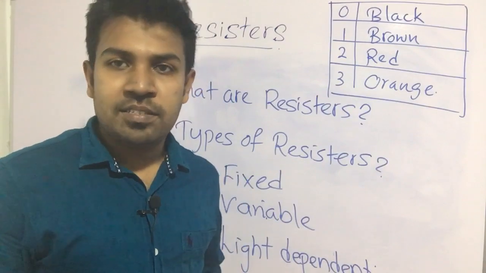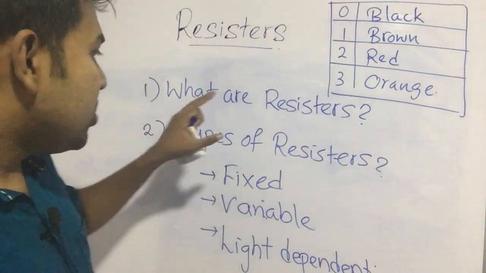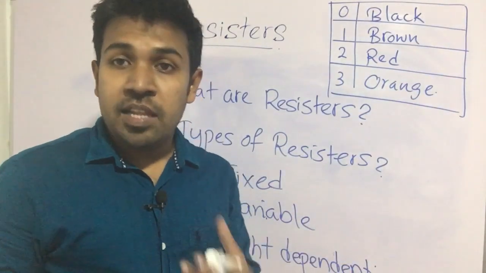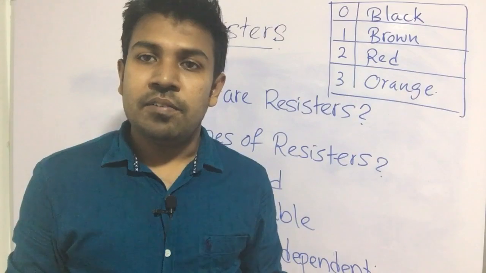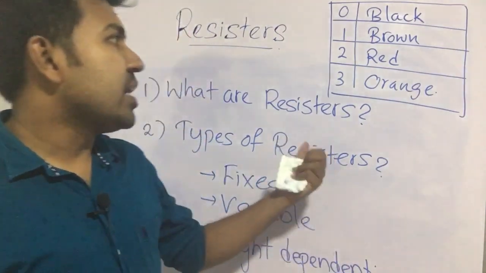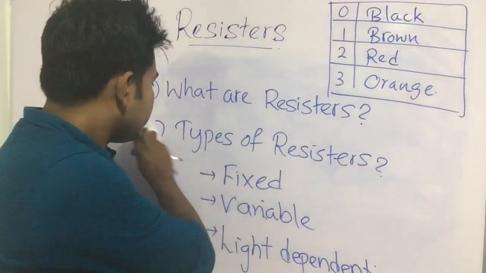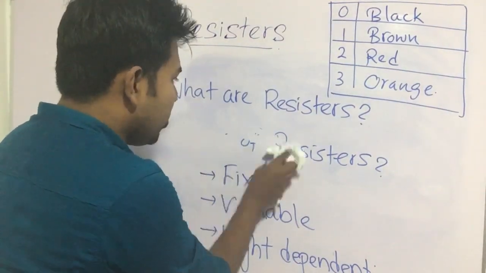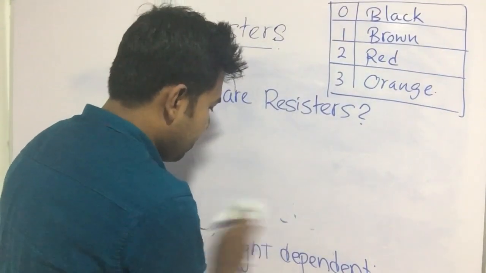That will be discussed in future sessions, and here we are going to talk about the different color codes of the resistors, and with the colors how to calculate the value of the resistor. Before that, I will show you the different symbols for these resistors.